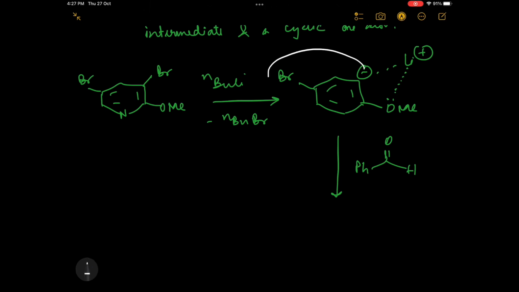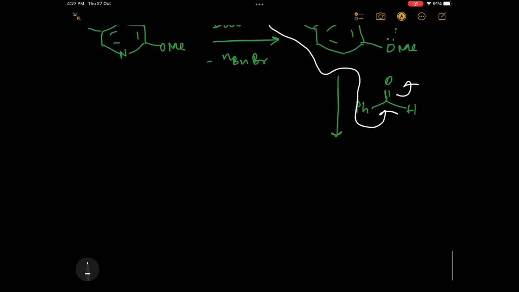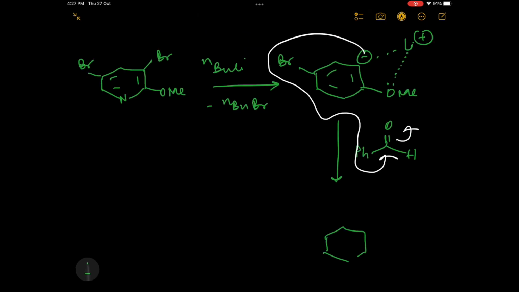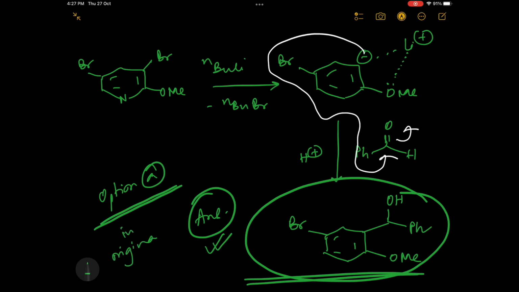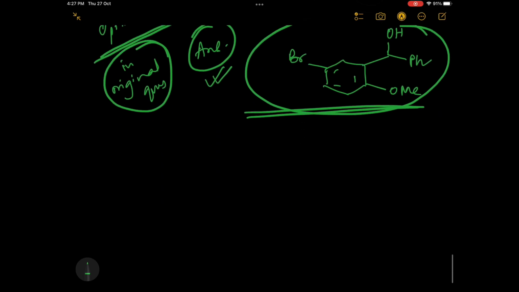After that, the negative charge that has formed attacks the carbonyl compound PhCHO, as has been given here, and in the presence of acid this reaction proceeds, and we get the following compound as the product, and hence this is the answer. This is the option A in the original question, so it is the correct option. Hopefully you have understood the question.